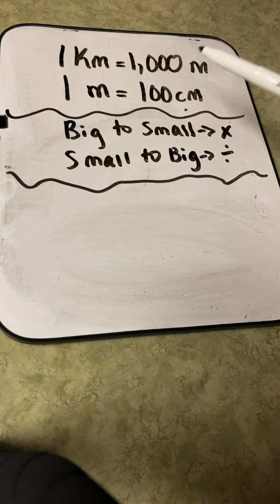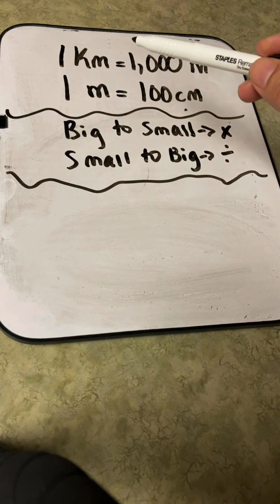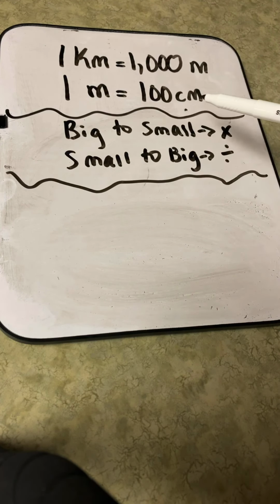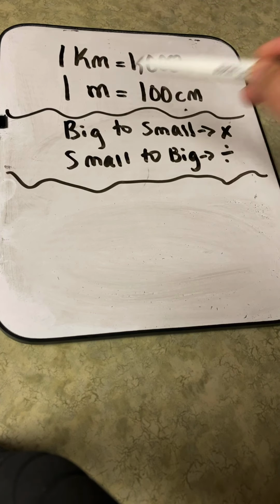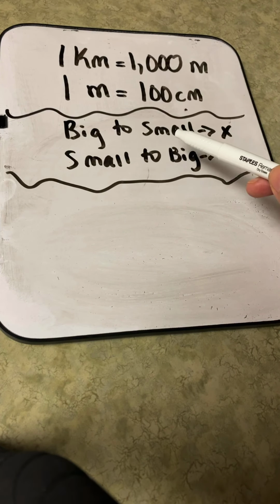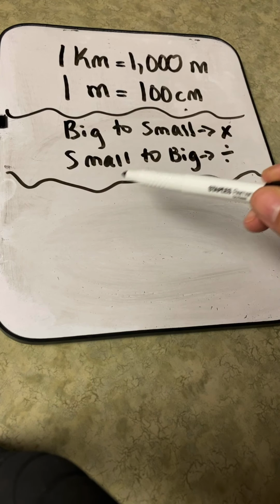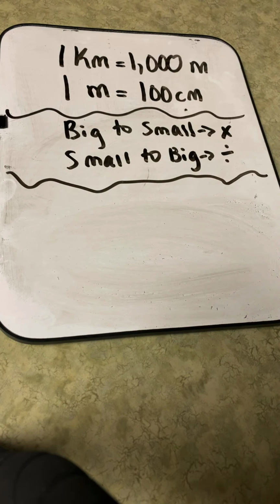Okay, so for every 1 kilometer, there's 1,000 meters, making kilometers bigger than meters. And for every 1 meter, there's 100 centimeters. So that makes meters bigger than centimeters. And just so that we can review, when we go from a big unit to a small unit, we're going to be multiplying. And when we are going from a small unit to a big unit, we're going to be dividing. Okay, so we're going to do 4 examples together, and then you're going to try some on your own.